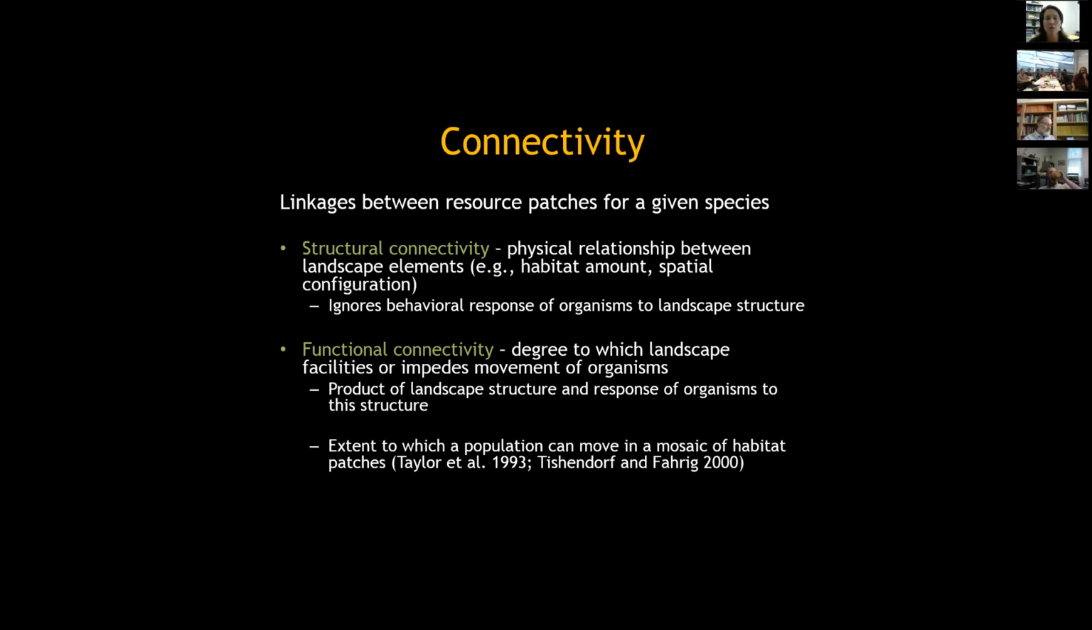But functional connectivity is another way that we can measure connectivity. This is defined as the degree to which the landscape is either facilitating or impeding the movement of organisms. And in this case, functional connectivity is a product of both the landscape structure and the response of the organism to that landscape structure.